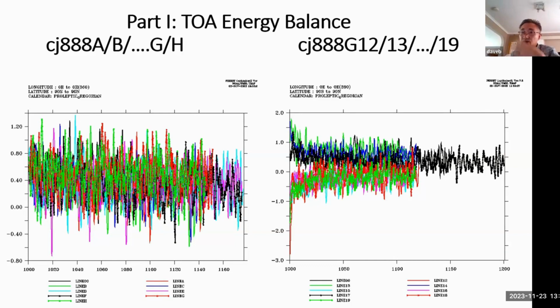We want this smaller, okay? So if we transition this into a PI condition, we expect this can give us a lot better TOA energy balance, okay?